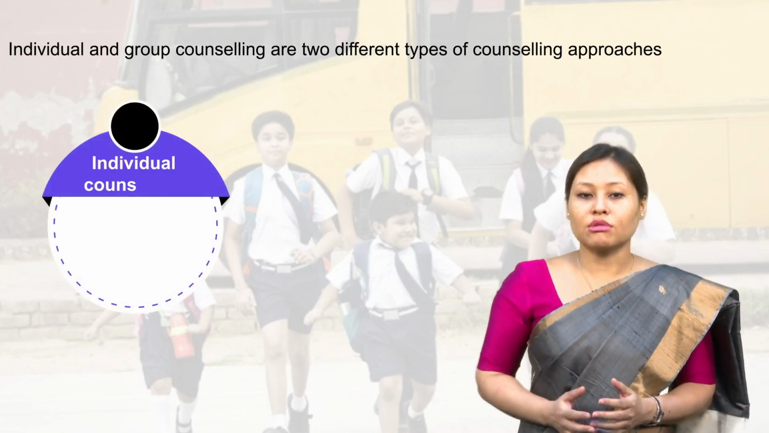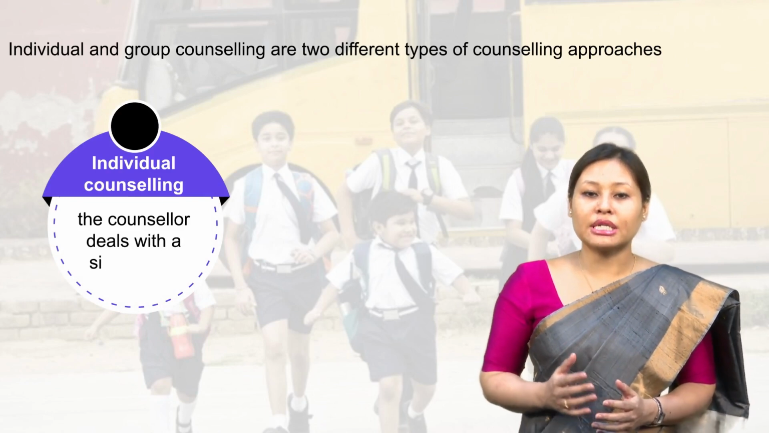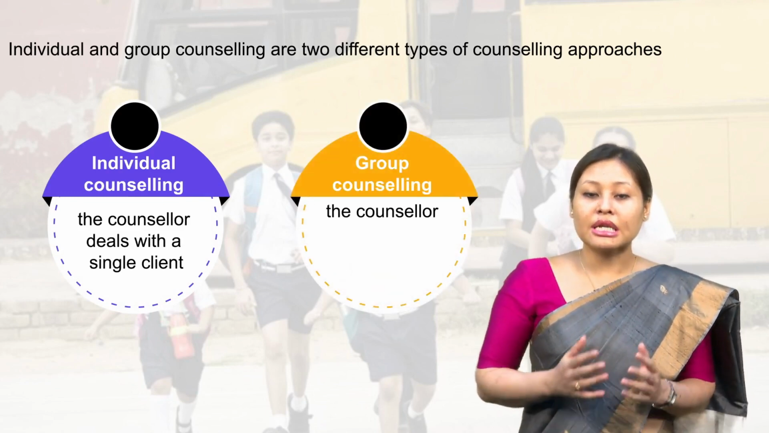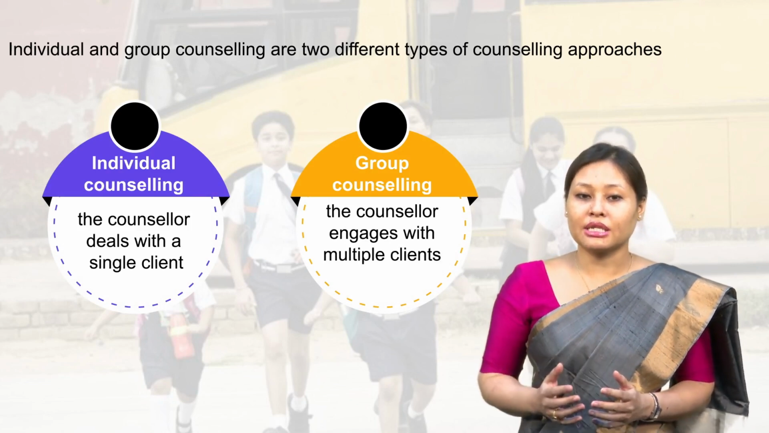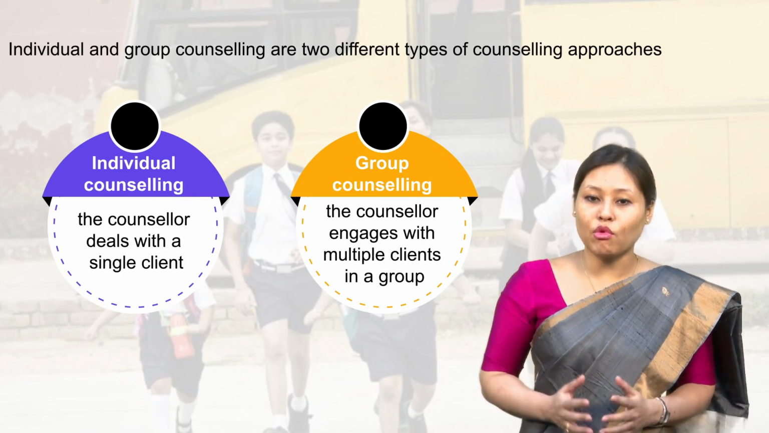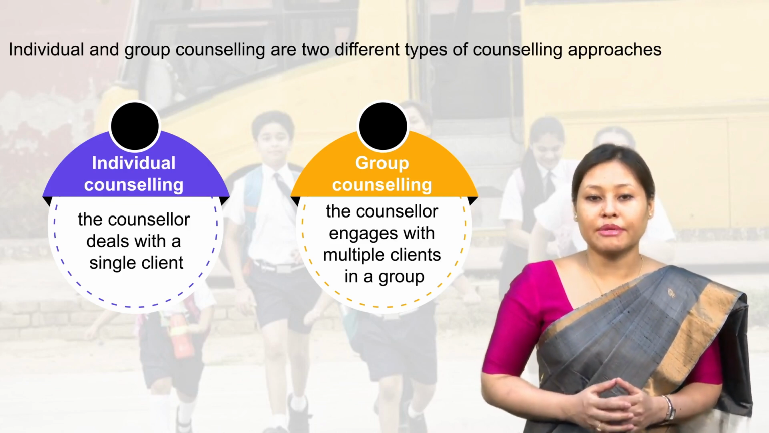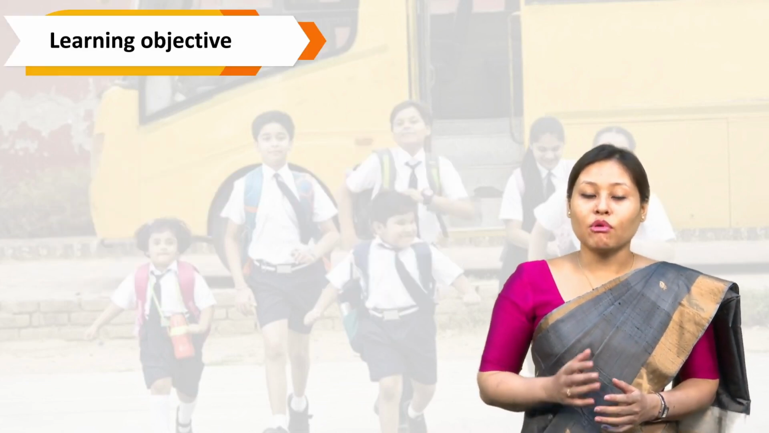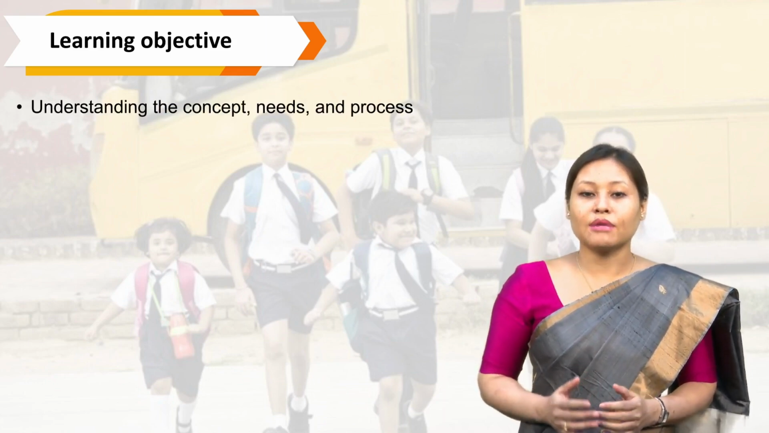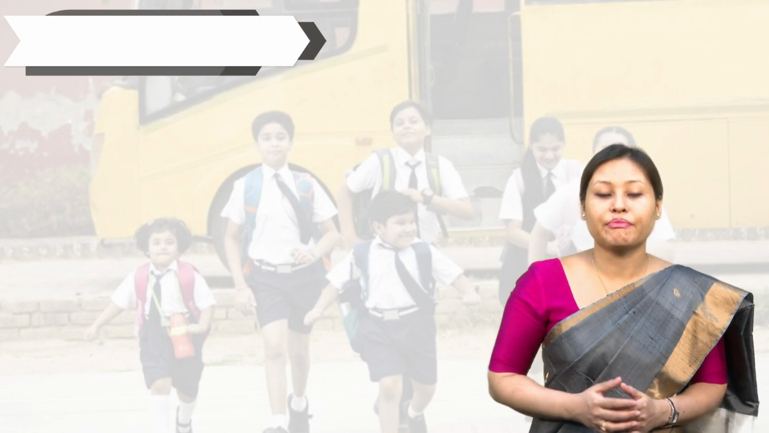In individual counseling, the counselor deals with a single client, whereas in group counseling, the counselor engages with multiple clients in a group. Both individual and group counseling have an important place in school counseling. The learning objective of this video is understanding the concept, needs, and process of individual counseling.